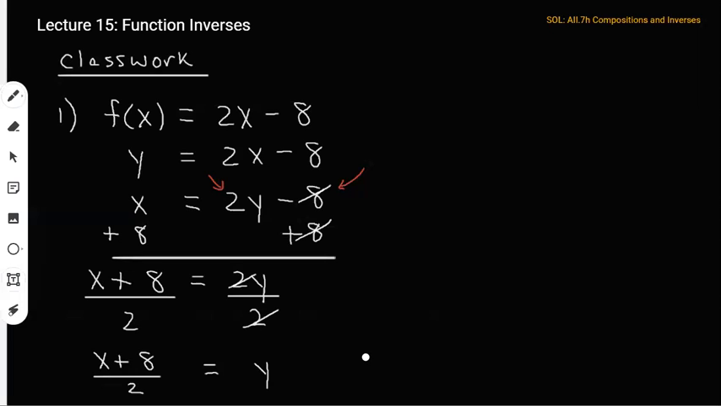So now that I've solved for y, what does step 4 say? Step 4 says replace y with f inverse. So I'm going to do that. And when I do that, I write f inverse of x. It's going to look like f of x, but it's going to look like it has an exponent of negative 1 on top of the f. It's really not an exponent. It's just inverse notation. Then I'm going to keep this part the same, the x plus 8 over 2. That's my inverse function.